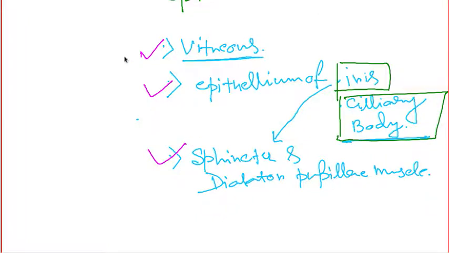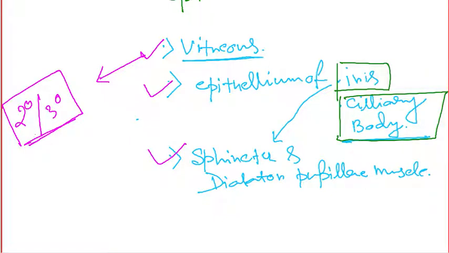Now one very important point: this vitreous is secondary or tertiary vitreous. Remember this thing. The vitreous which is derived from the neuroectoderm is secondary or tertiary vitreous. Now let's go to the next layer.